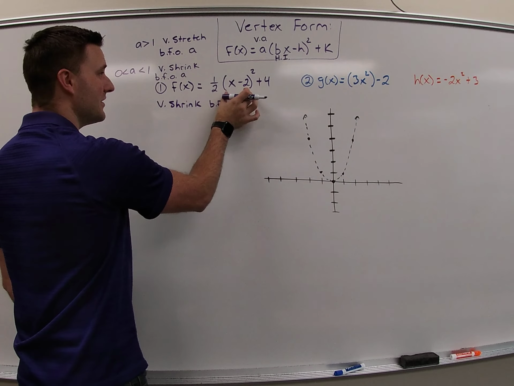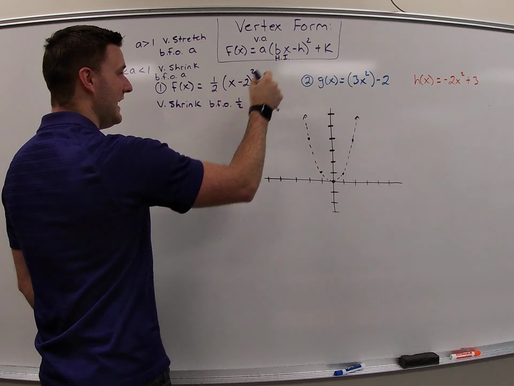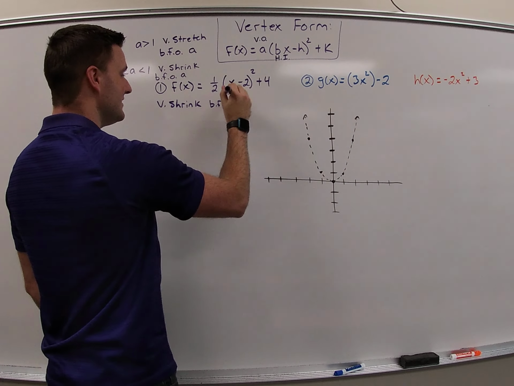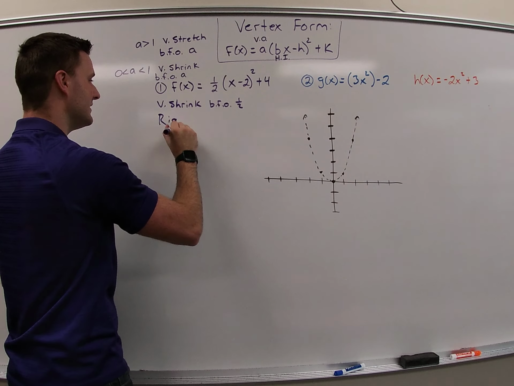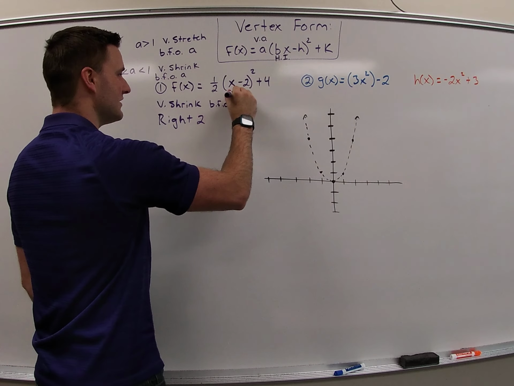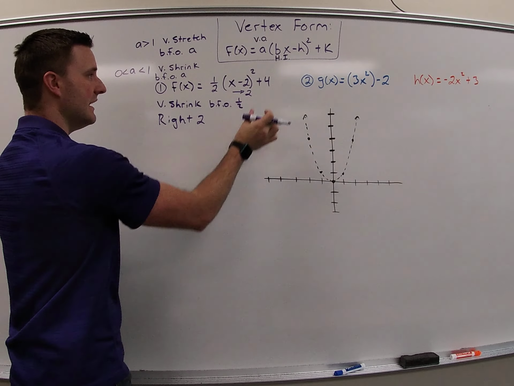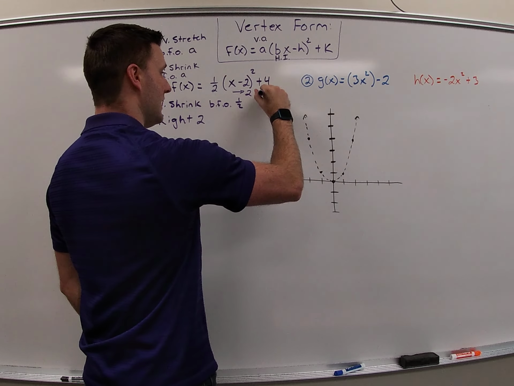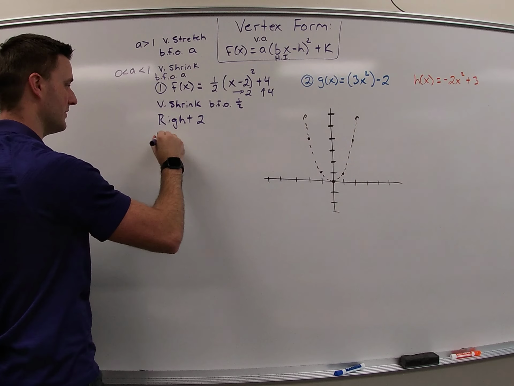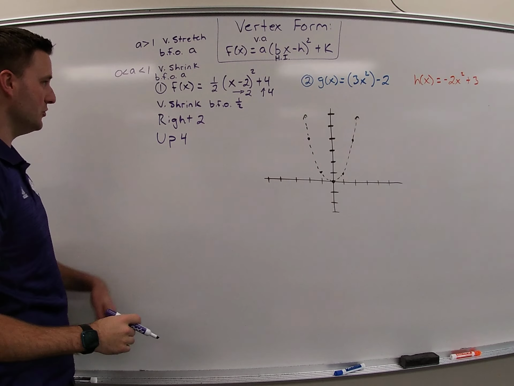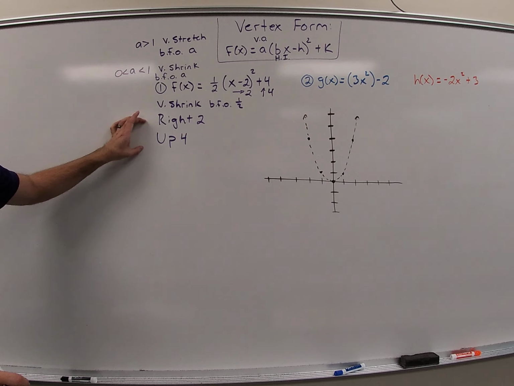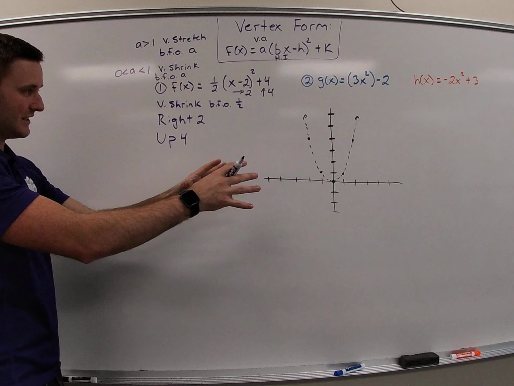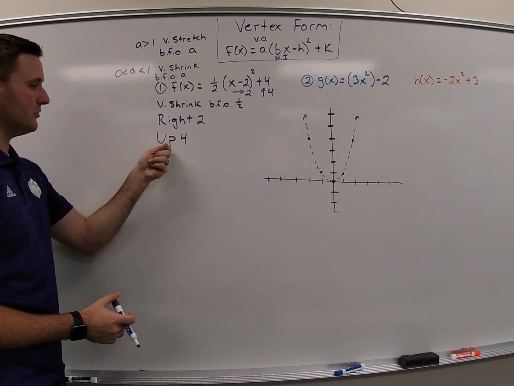Now remember, on the inside of the function, we're saying the opposite of h. So the opposite of a -2 would be +2. That means this is going to go to the right a distance of 2. And then we have +4, and that's on the outside of the function. So that means we're going to go up a distance of 4. I do want you to write these 3 steps down. I want you to write all the steps that you have. And then now we just have to translate that over here. So we're going to go right 2, up 4.